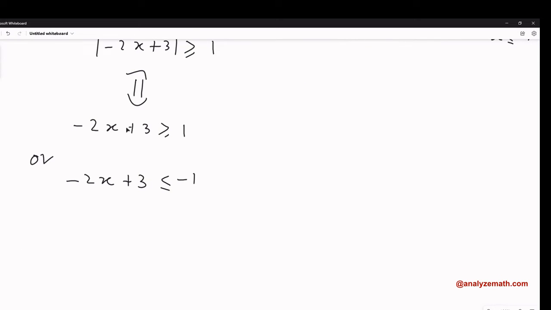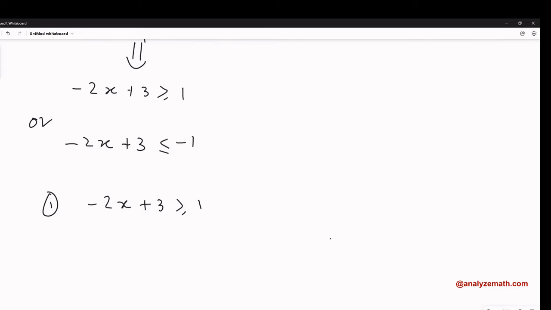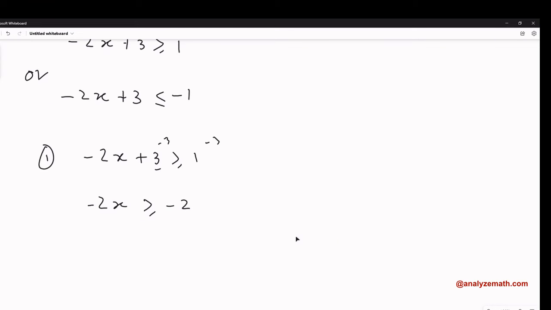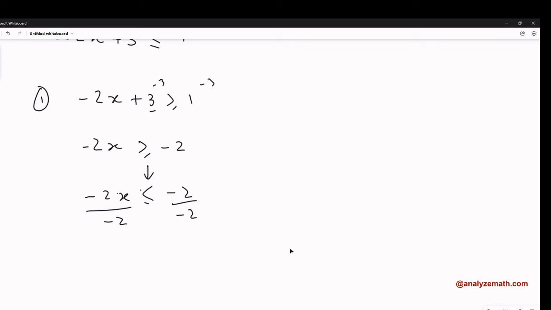And now we solve the two inequalities and then we take the union because of the or. So inequality number 1: negative 2x plus 3 greater than or equal to 1. Subtract 3 from both sides. This gives me 0, and the other side will be equal to negative 2. Then we divide both sides of the inequality by negative 2. When we divide or multiply the two sides of an inequality by a negative number, we switch the inequality symbol. Simplifying gives me x less than or equal to 1.